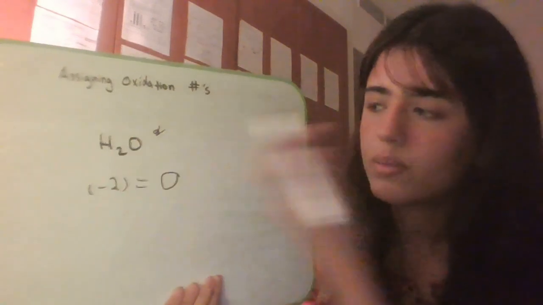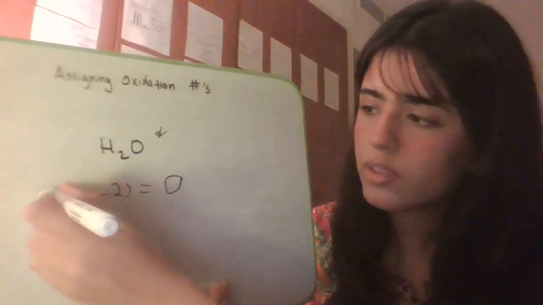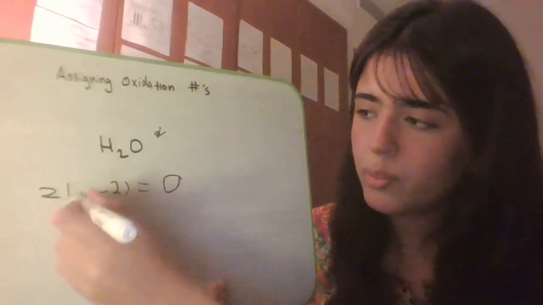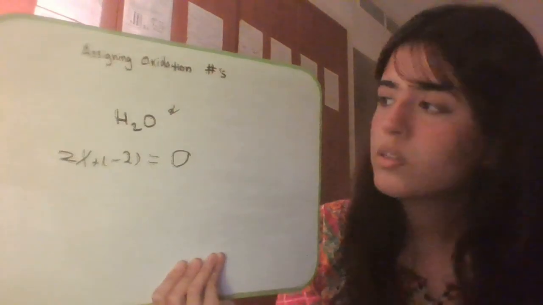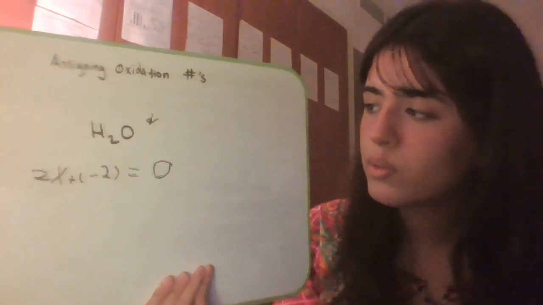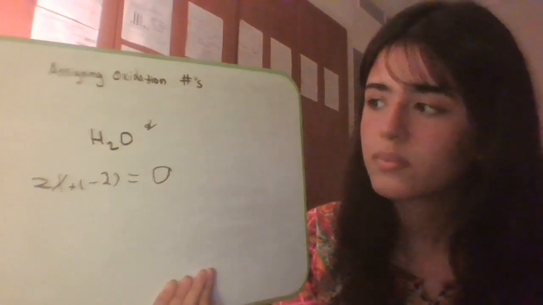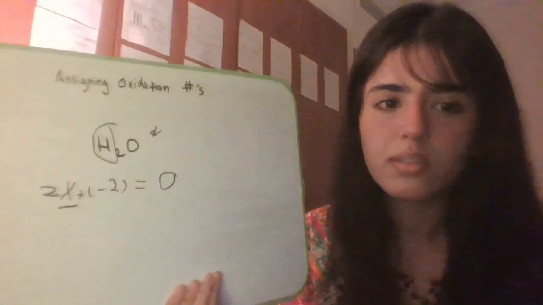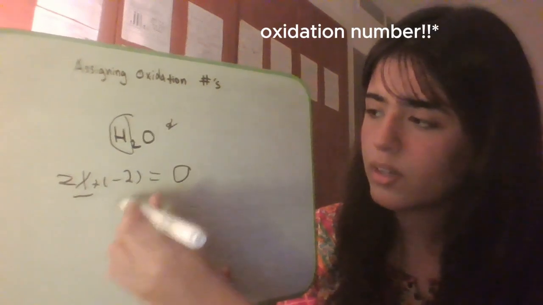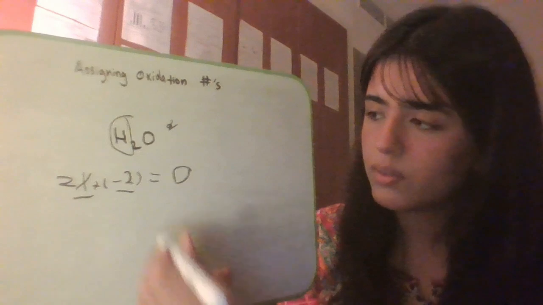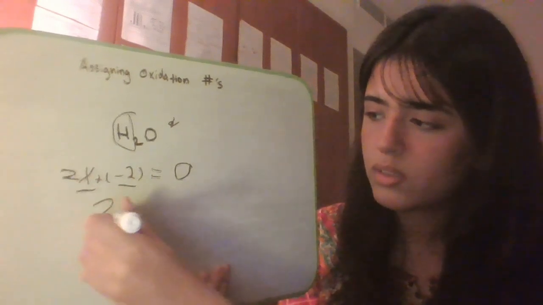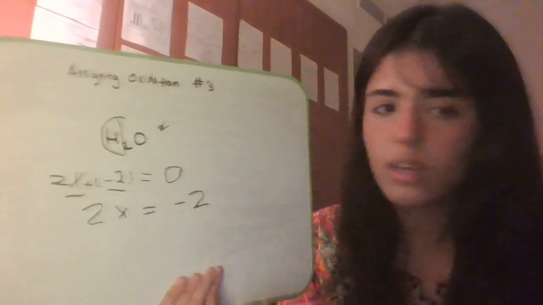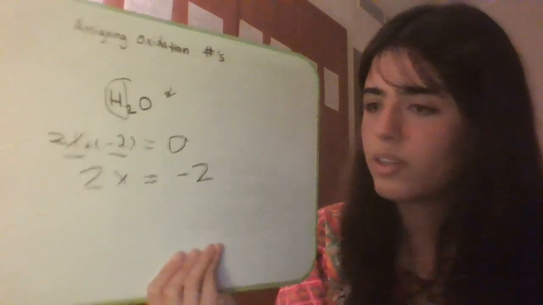And hydrogen. We have 2 hydrogens, but we're trying to find the charge of it. So we'll put hydrogen as x. So 2x plus -2 equals 0. We're going to isolate x to find the charge of hydrogen. So right now we have -2 that we can move to the other side. So 2x equals -2. I'm writing with my left hand, so please excuse my writing.